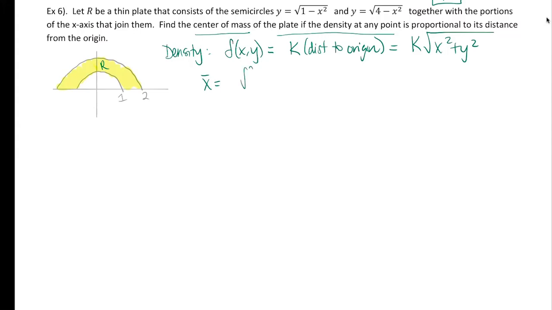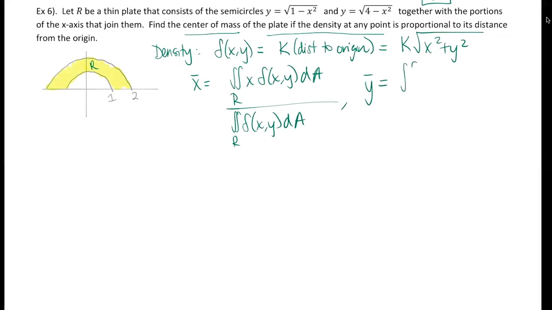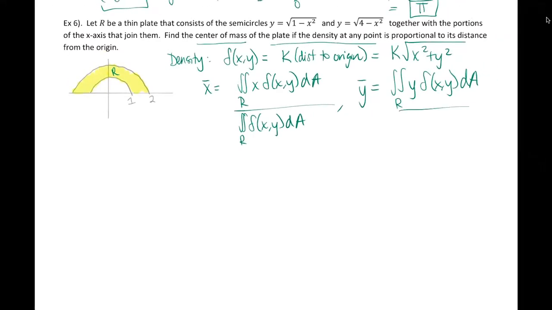And if you recall from the lecture on this, x is given by this divided by my total mass, that's in my denominator here. And then y is given by, it's your average y location weighted by your density. And then I'm dividing by the mass.